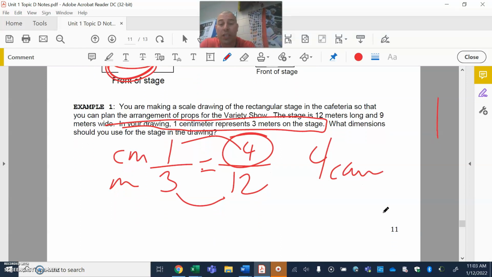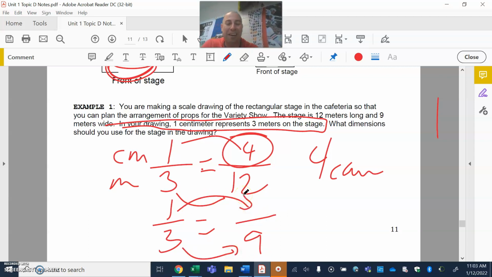We still reuse the same scale over and over again. That's not going to change in the scale drawing. So again, it is the 9 meters that they gave me. Let's times it by 3. All right, we get ourselves 3 centimeters that we're looking at. So that's it. That's your setup.